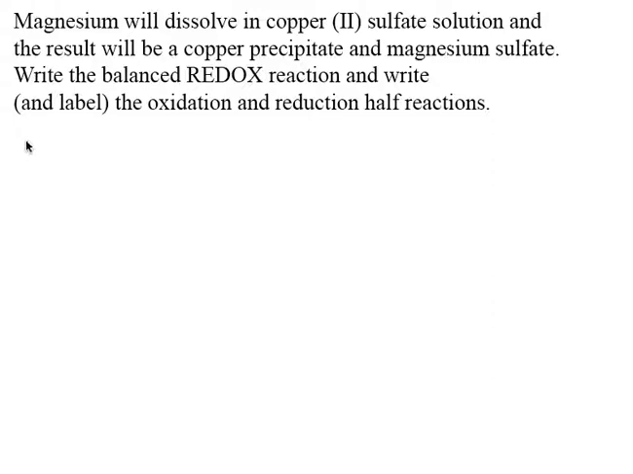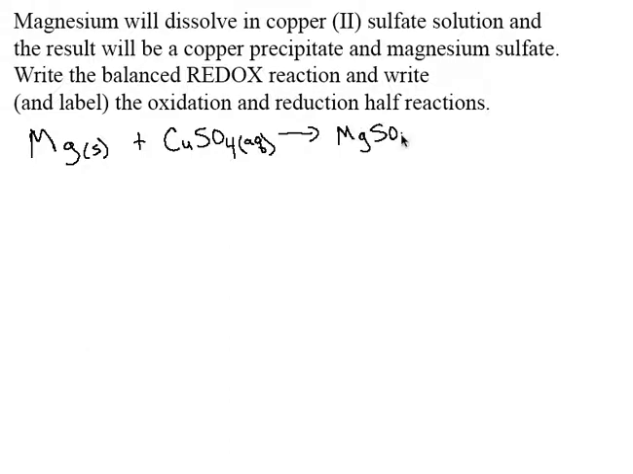To write the reaction, we'll start with the magnesium metal. The magnesium metal reacts with the copper 2 sulfate, which is aqueous, and the result is some magnesium sulfate, which is aqueous, and solid copper.